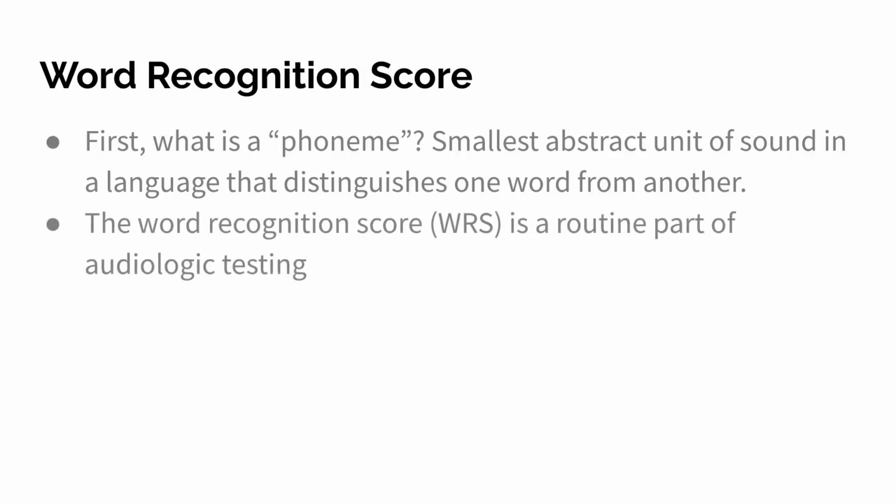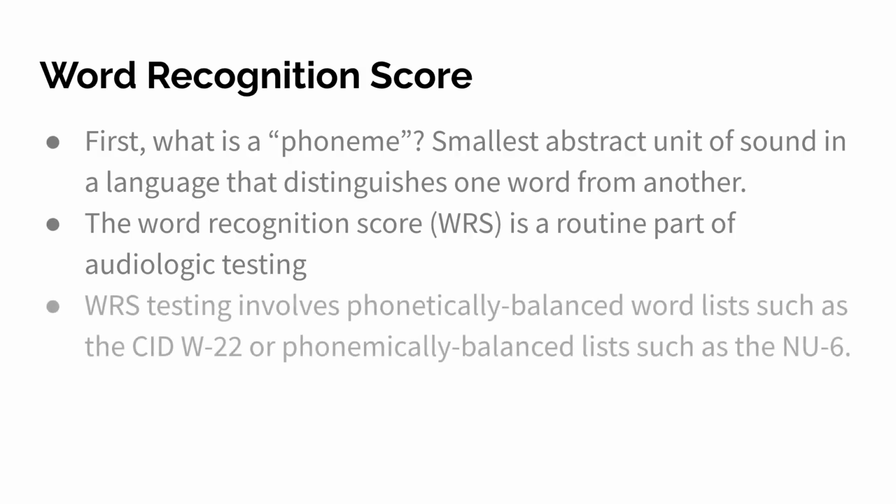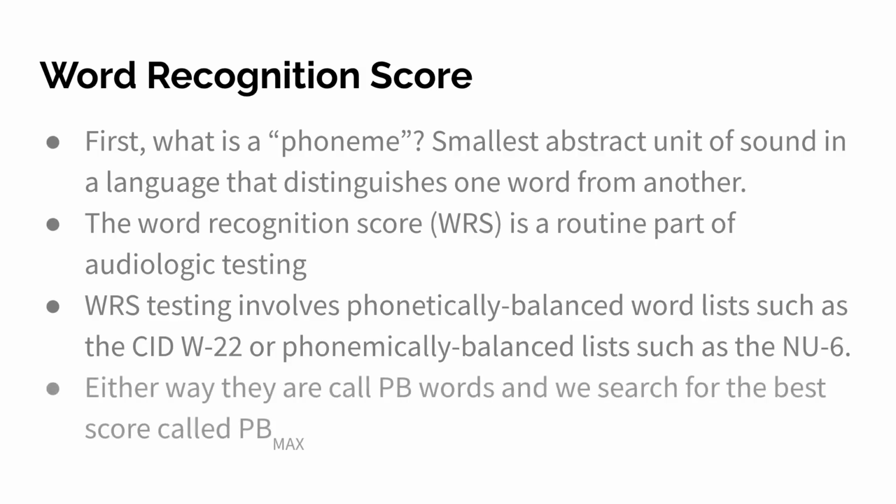The word recognition score is a routine part of audiologic testing. It involves phonetically balanced word lists, such as the CID W22, or phonemically balanced lists, such as the NU6. They sound the same, they're slightly different. Either way, they're called PB words, whether you want to use that for phonetically balanced or phonemically balanced, and our search for the best score is called PB max.